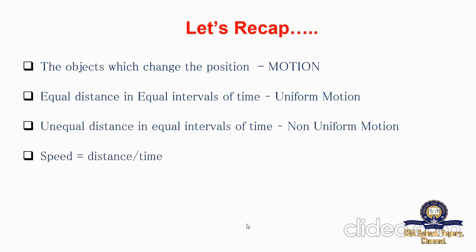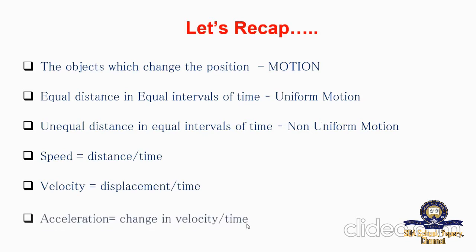And we saw three important formulas, right? Speed is equal to distance traveled by the time taken. Velocity is nothing but the displacement by time taken. And acceleration is equal to change in velocity by time taken. Change in velocity is nothing but the final velocity minus initial velocity. So acceleration can be denoted as final velocity minus initial velocity by time taken. So I hope you all are clear with the previous video.